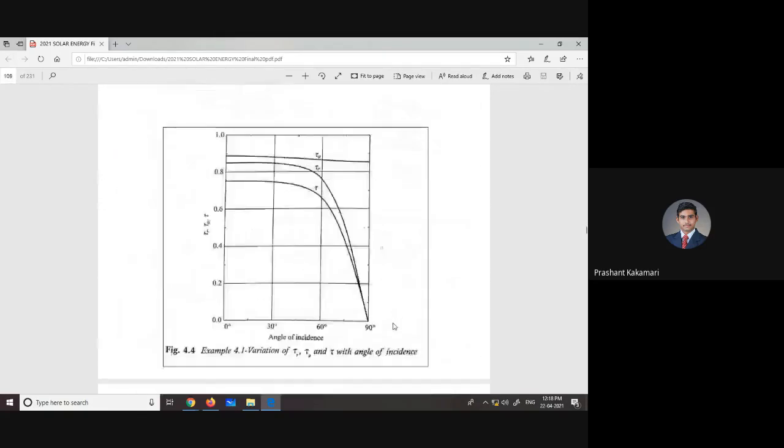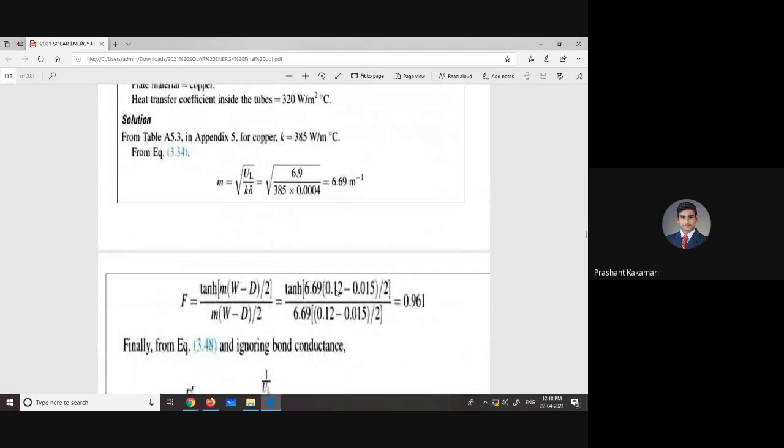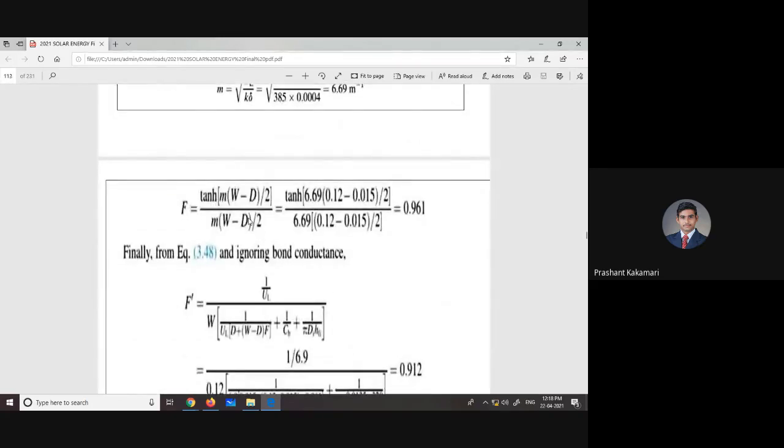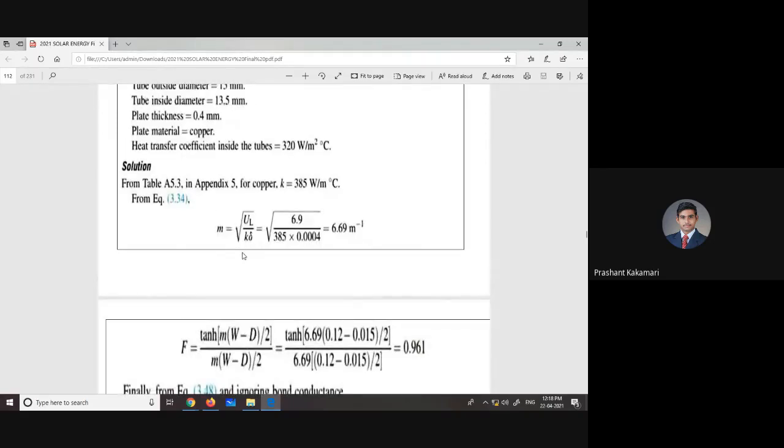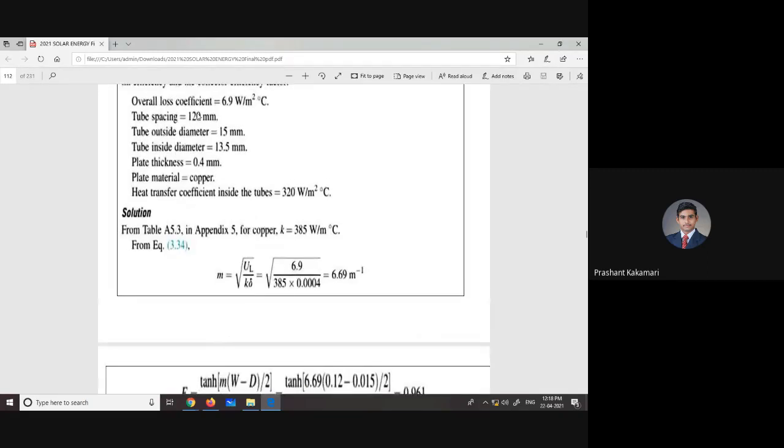Okay, coming back to this problem and equations. As for the efficiency, we need the tanh(M) value. The M value I am going to find out is the square root of Hp divided by K into Ac. In this, Hp by Ac is the cross-section area term, and H is the convective heat transfer coefficient. That is not given in the problem, so in that place they are taking it as UL.